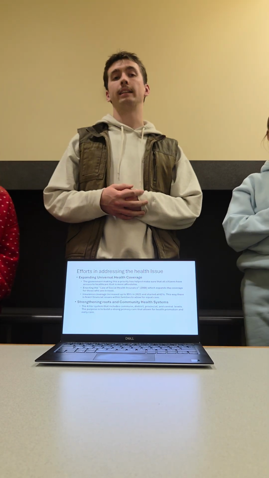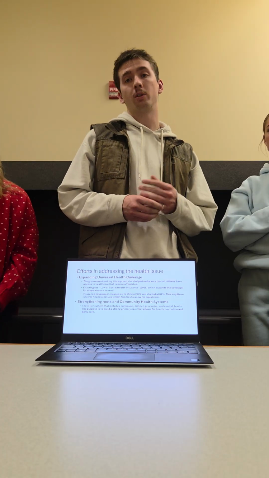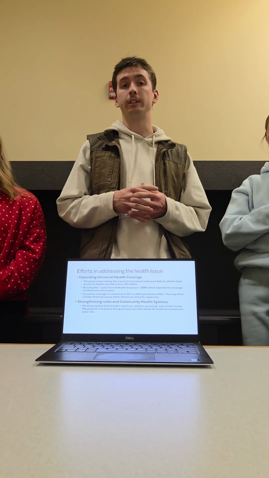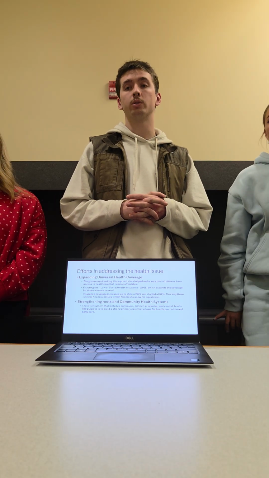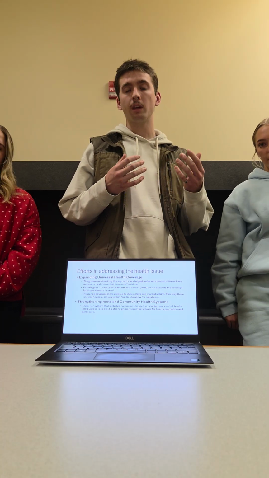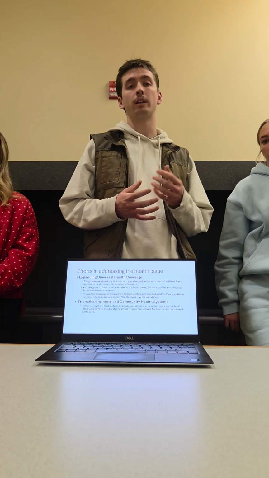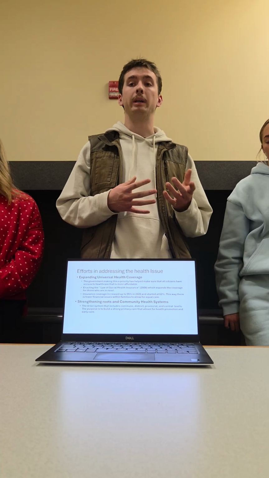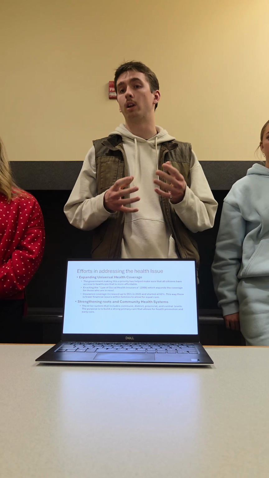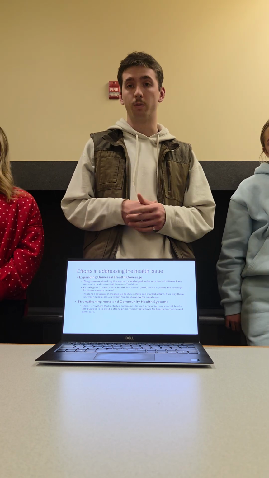So what exactly has been done to address these health issues? The first thing I'm going to talk about is the expanding of universal health coverage. Quite a few countries actually have universal health coverage, and basically what it does is it makes health coverage more accessible for those who aren't as well off. So the government is making this a priority, especially to make it available for all citizens, and especially to make it more affordable.